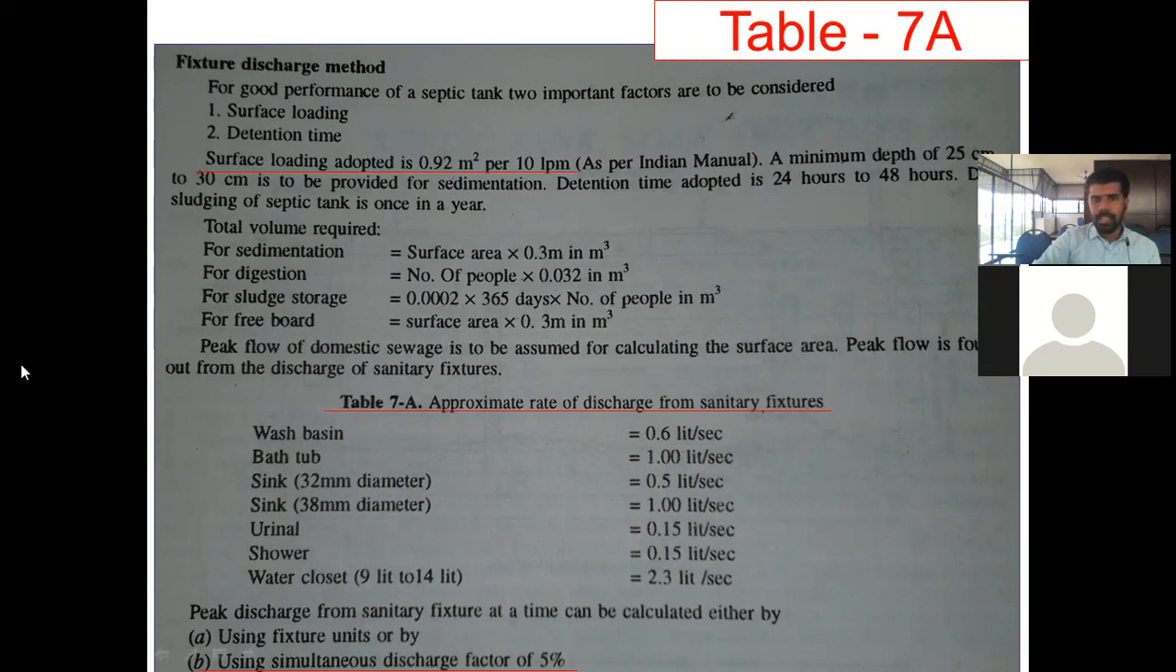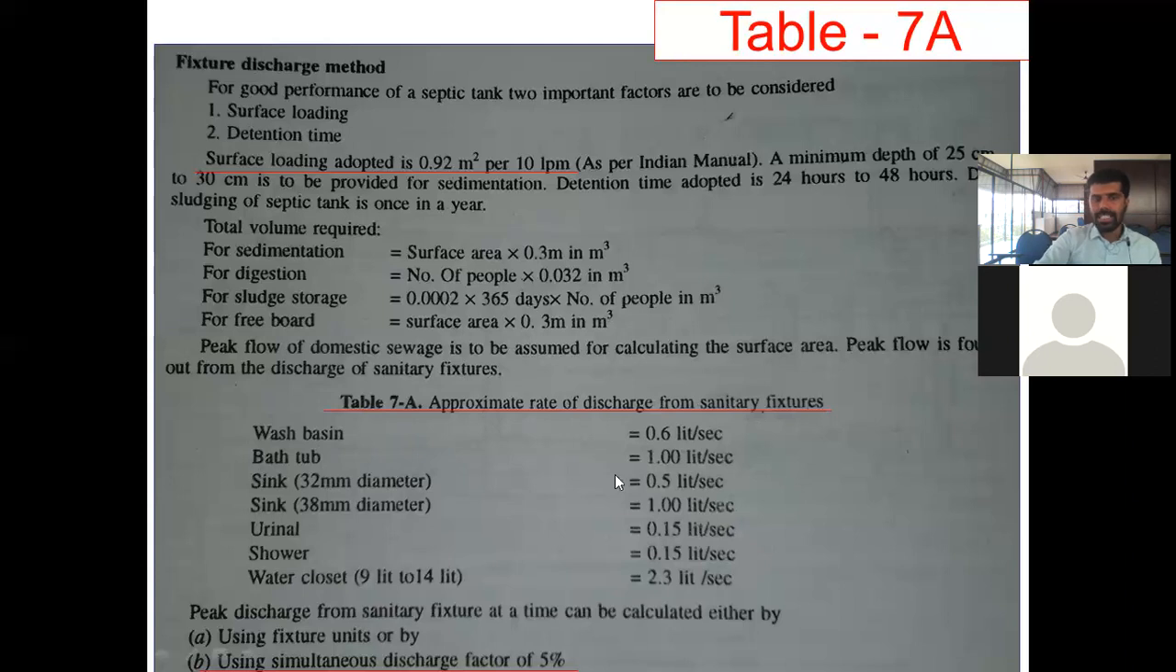the surface area. Here to calculate the surface area, what we have to do is the peak flow is found from the discharge of sanitary fixtures. So this is the table A. Okay, the approximate rate of discharge from each sanitary fixture is, from wash basin, 0.6 liter per second. It's a constant given value.